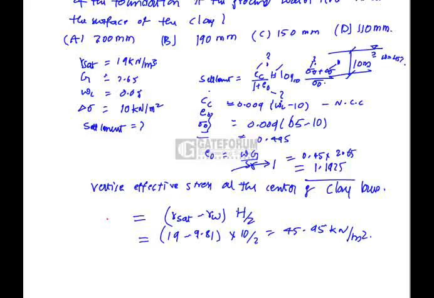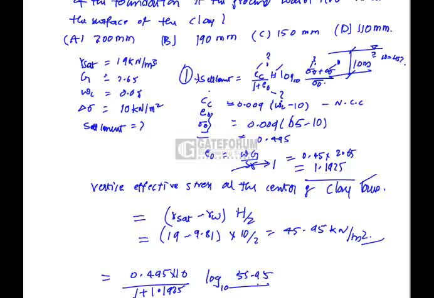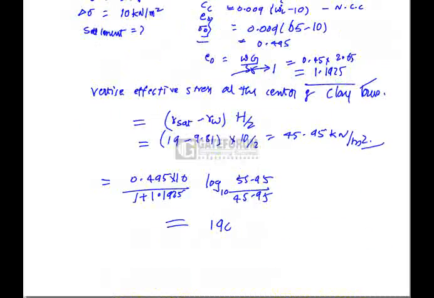So for the final effective stress, by substituting these values in the above equation 1, we are going to get settlement equal to 0.495 into 10 divided by 1 plus 1.1925, log base 10 of sigma naught plus delta sigma by sigma naught. We can directly write it as 55.95 divided by 45.95, that is equal to 190 mm. 190 mm, option B is correct.